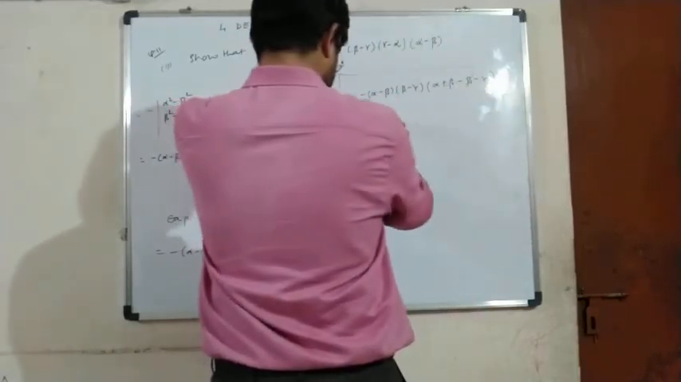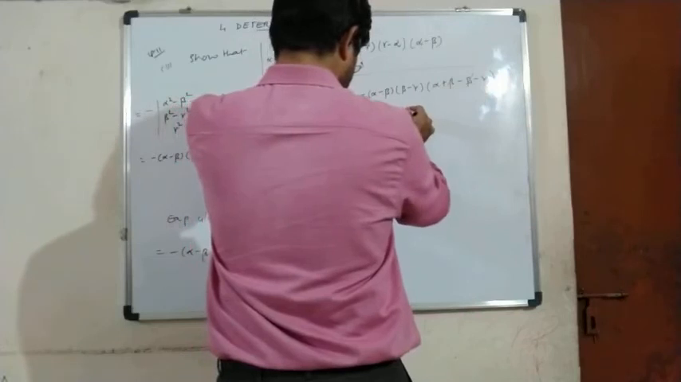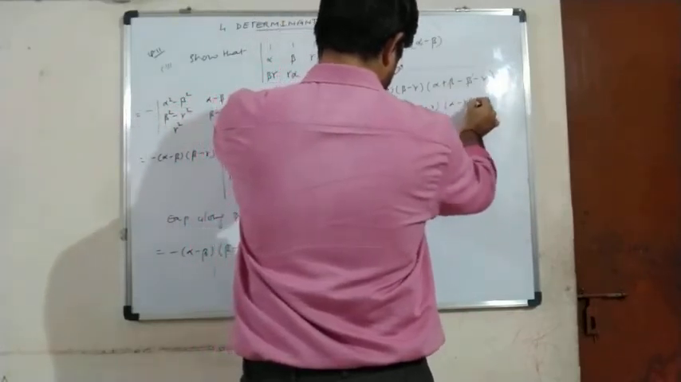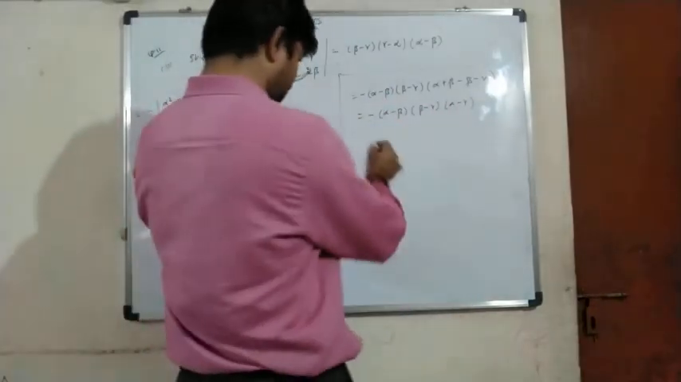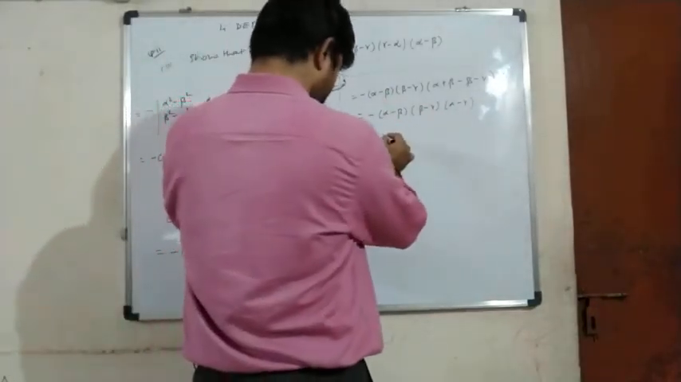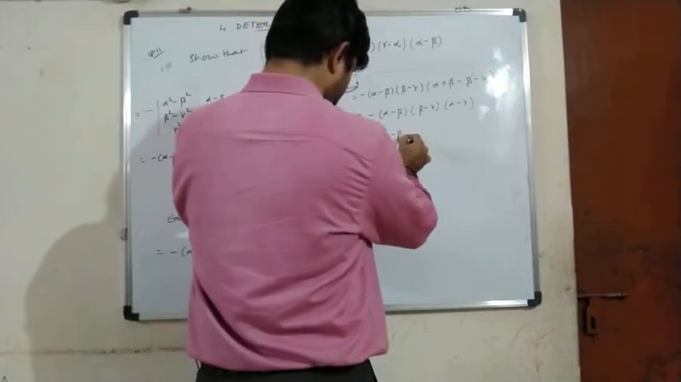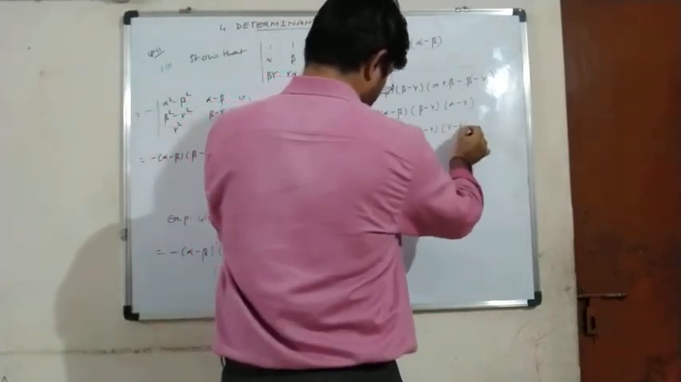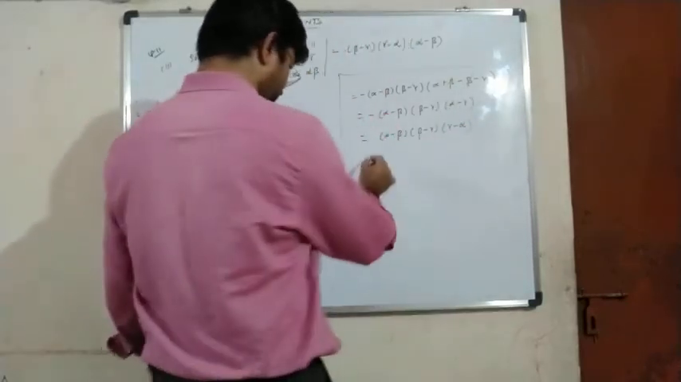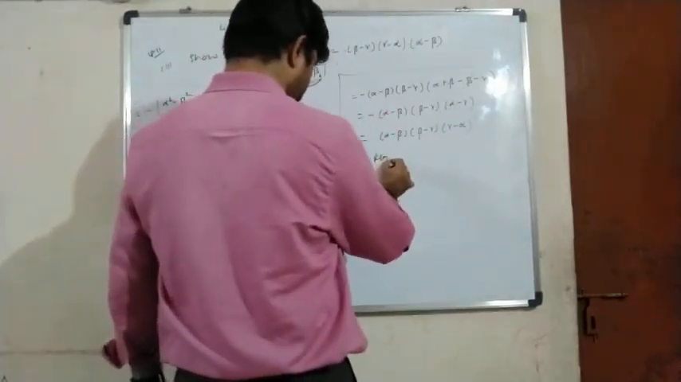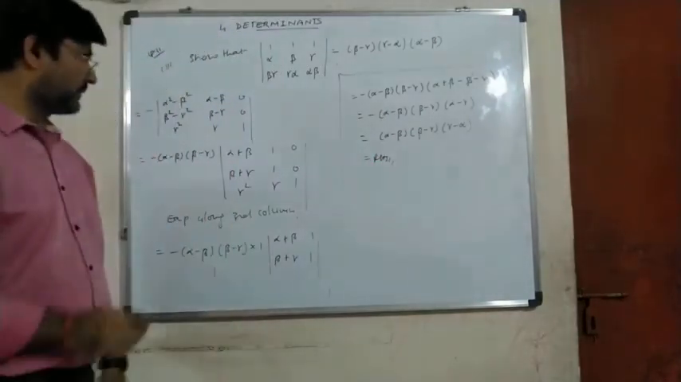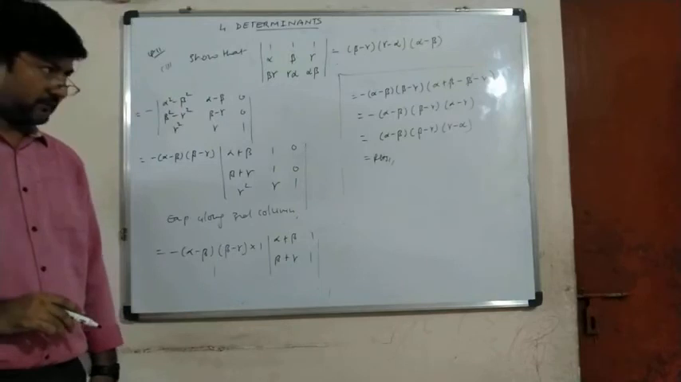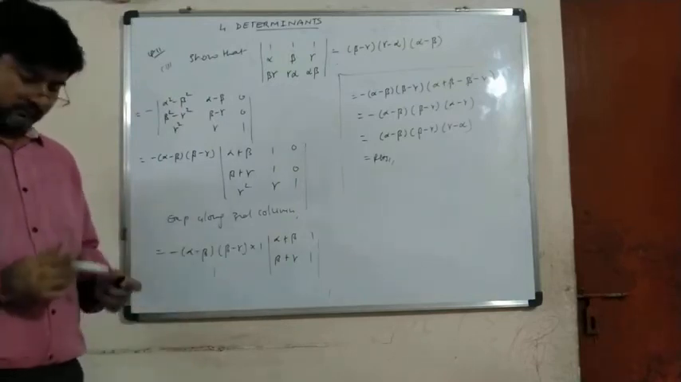So we will get minus of alpha minus beta, beta minus gamma and alpha minus gamma. Finally take minus sign common from the last bracket, so it will become plus alpha minus beta, beta minus gamma and gamma minus alpha, which is equal to right hand side here. So the first 2 or 3 steps are different, then the question is similar to number 1 only.